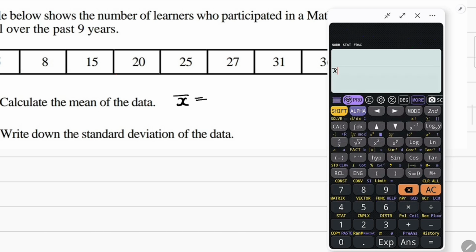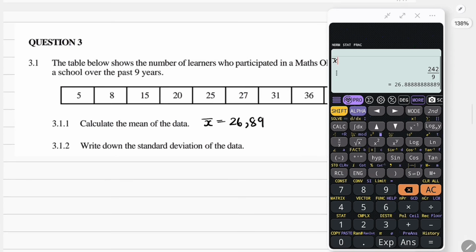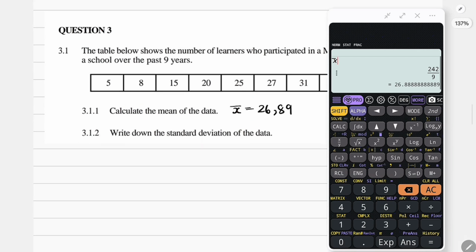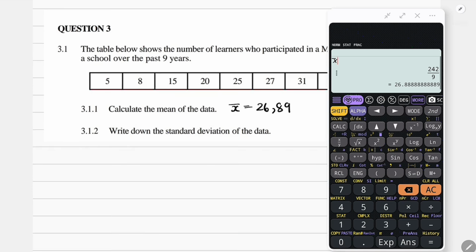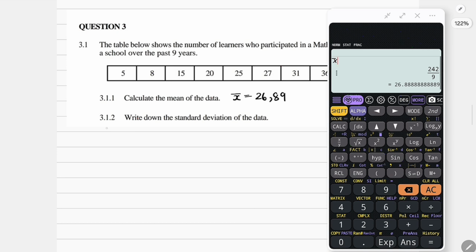Okay, so the mean is, as we can see, just 26.89, which, I mean, these are learners. You might as well just say about 27 or 26, but it's fine to leave it like this. So our answer is 26.89. And then the second question, 3.1.2, says, write down the standard deviation of the data.